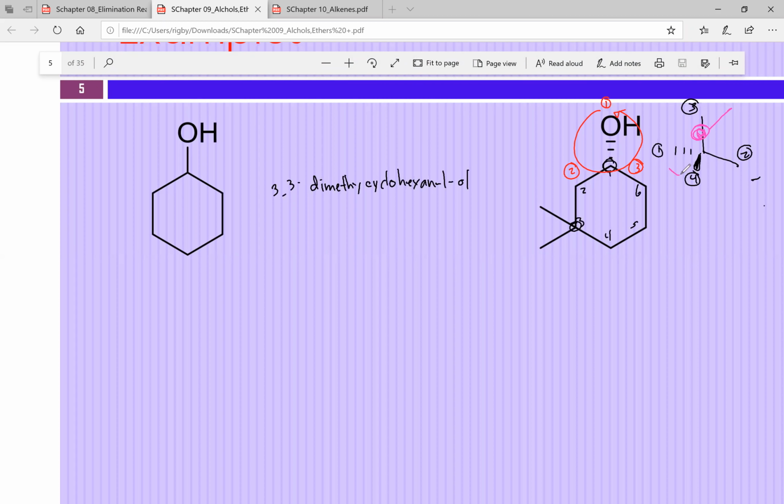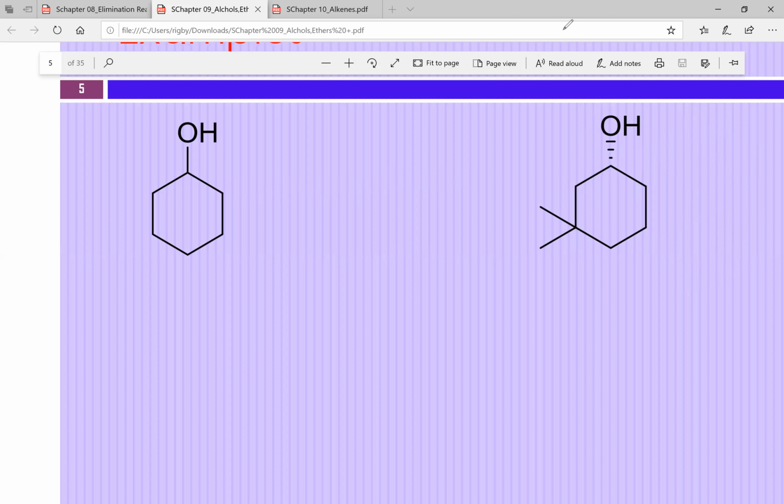So 4 goes where 1 is, 1 goes where 2 is, 2 goes where 4 is. And we end up with, got to redraw it, 4 right here, 2 right here, 1 right here, 3 right here. And we see, okay, this is going to be R. So I'm going to put R at the front, R-3,3-dimethylcyclohexan-1-ol. Okay, and so then that's the full name. Again, you don't have to put 1-ol, but I like to just to keep things consistent.